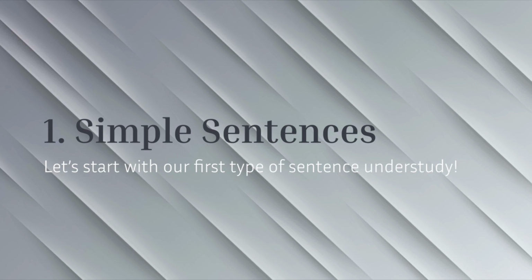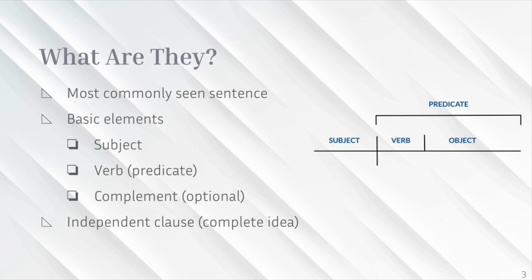Let's begin with simple sentences. Simple sentences are the most commonly seen sentence. They contain the basic elements, the subject and the verb, sometimes referred to as the predicate. They sometimes have complements to enhance the sentence, but these are optional. Simple sentences are also independent clauses, which will be important to retain for the next sentences.